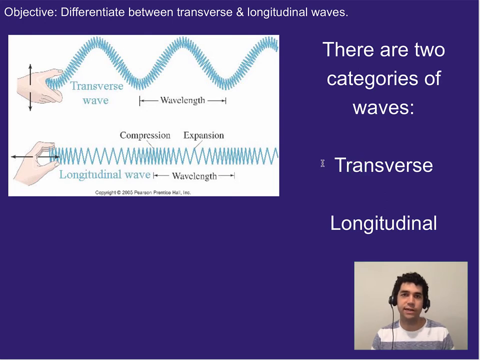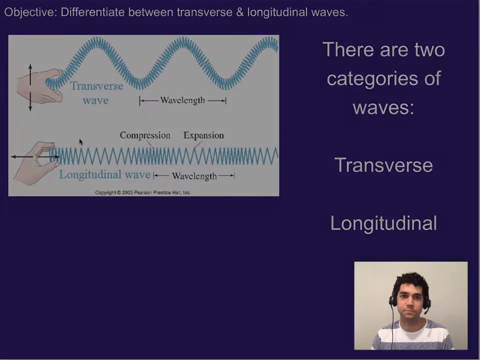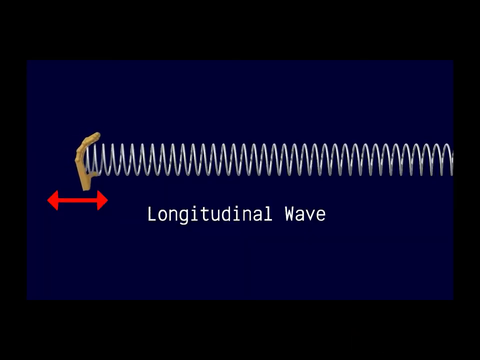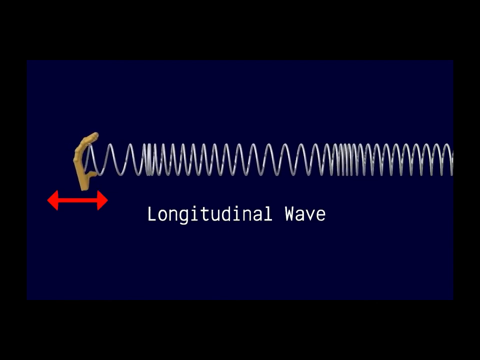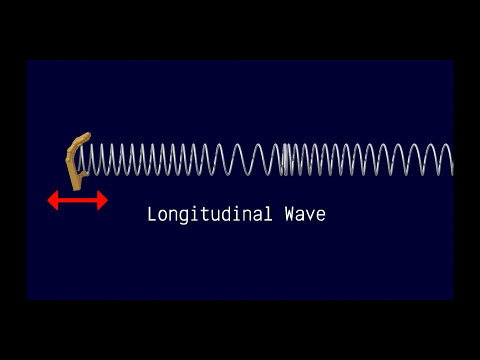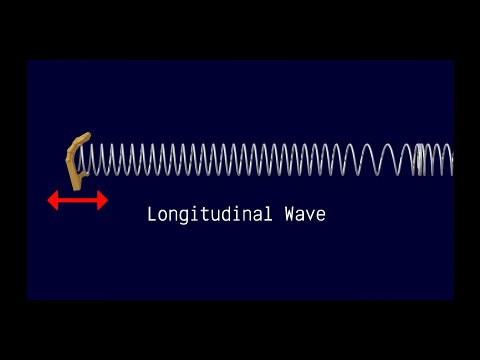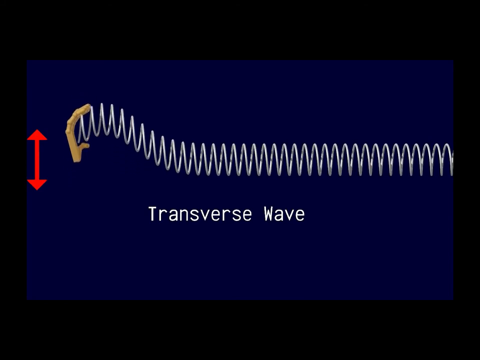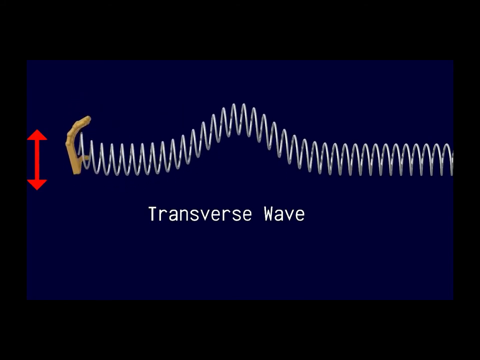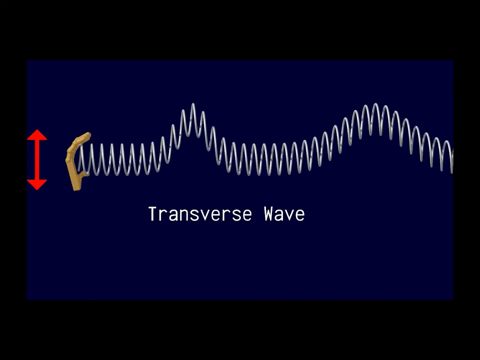Now, I could try and explain it, but it really helps if you can see it in motion. These pictures help you with it, but I'm going to embed a video here in a second to help go through the difference between those two. In a longitudinal wave, the disturbance that makes up the wave is along the direction in which the wave travels. Longitudinal waves are also referred to as compression waves. In a transverse wave, the disturbance that makes up the wave is perpendicular to the direction in which the wave travels.